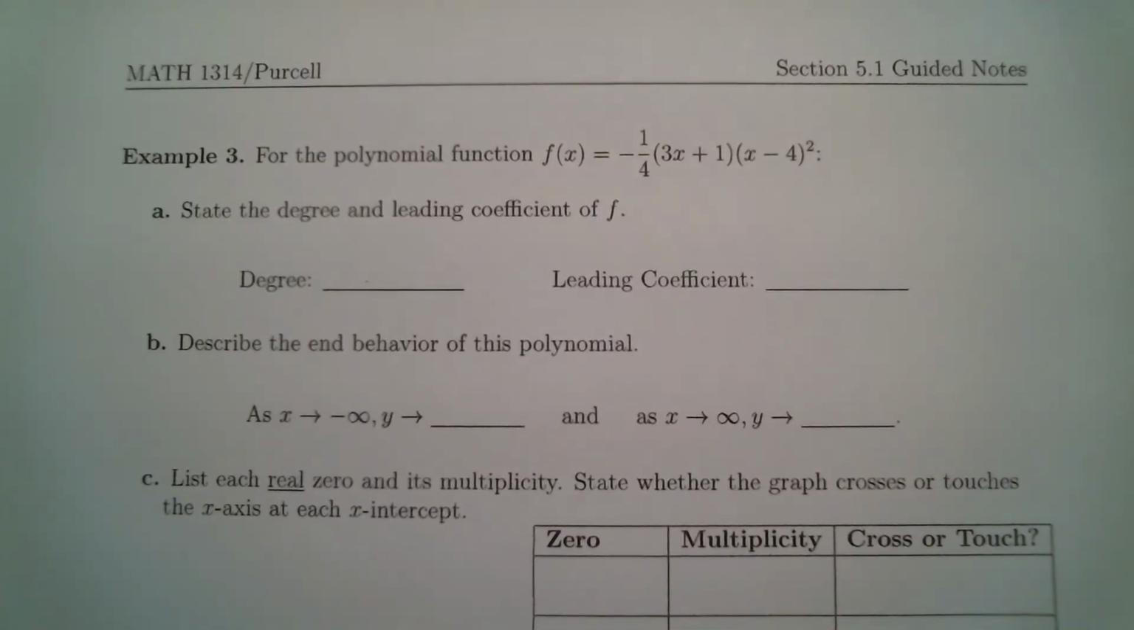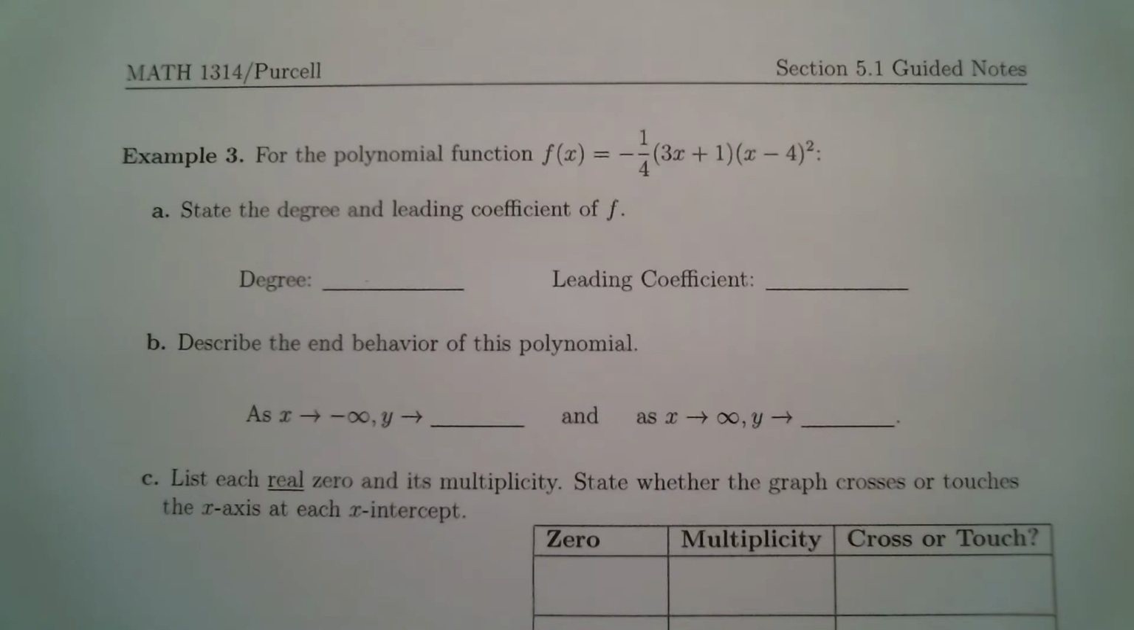Example 3 is our first example of graphing a polynomial function of a higher degree. So our function is f of x equals negative 1/4 times (3x plus 1) times (x minus 4) squared. There are several parts to the process, parts A through F. If I gave you something like this, I would walk you through the steps like I do on this page, so you don't have to worry about that.